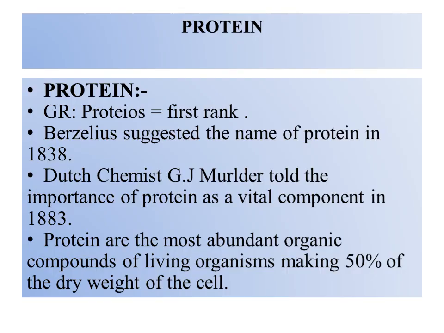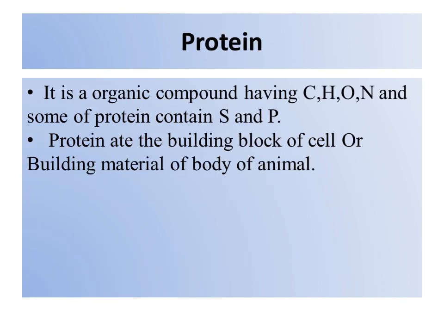Protein. Protein is from the Greek word proteus. It means first rank or primary place. The word protein was first suggested by Berzelius in 1838. Dutch chemist G.J. Mulder told the importance of protein as a vital component in 1838. Proteins are the most abundant organic compounds of living organisms, making 50% of the dry weight of a cell.